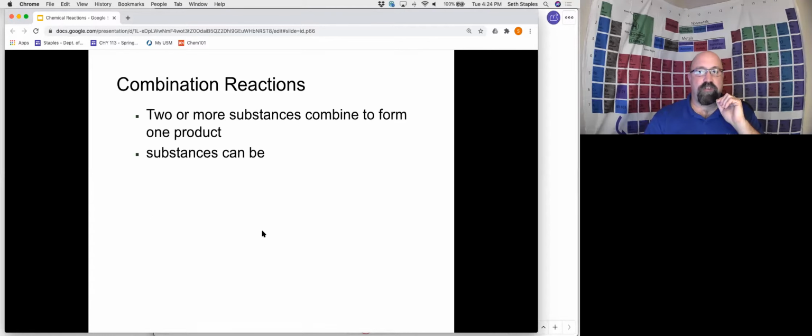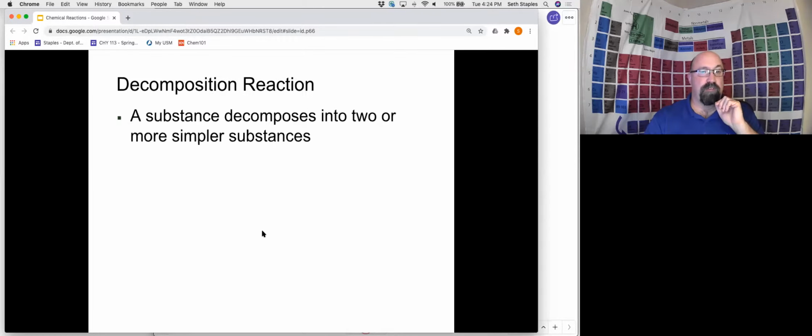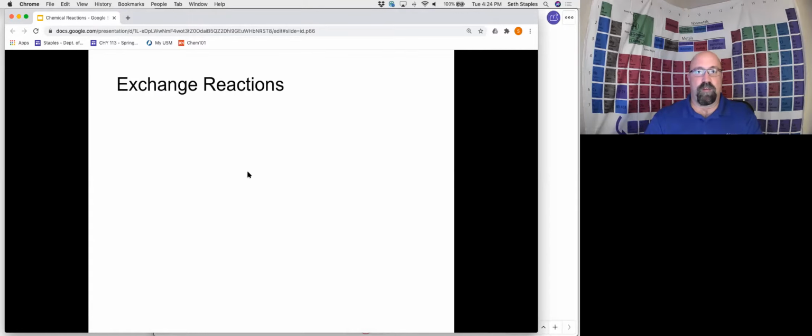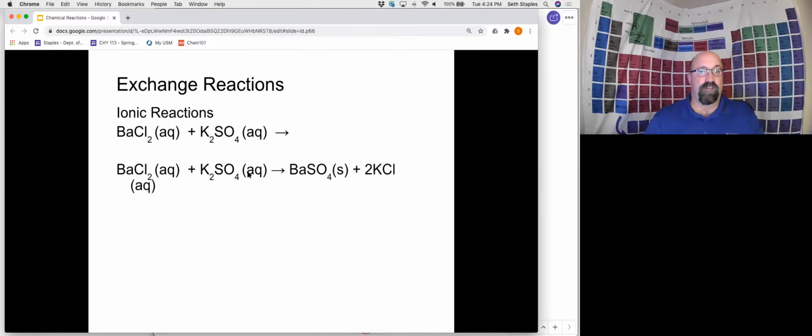Combination reactions, two or more substances combining to form one product. Substances could either be elements or compounds. Decomposition reactions, where a substance decomposes into more simple substances. So we have water, for instance, decomposing into hydrogen and oxygen. Hydrogen peroxide decomposes into water and oxygen. Or we have exchange reactions. Several that we've already looked at are exchange reactions. And so precipitation reactions, for example, are just an exchange reaction.